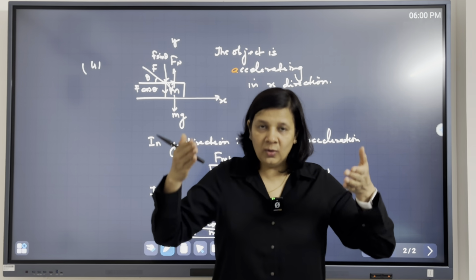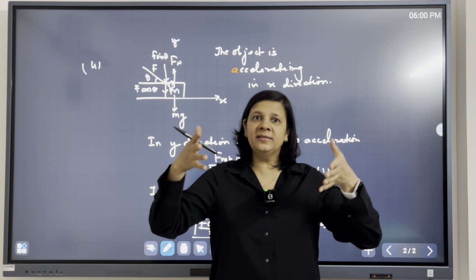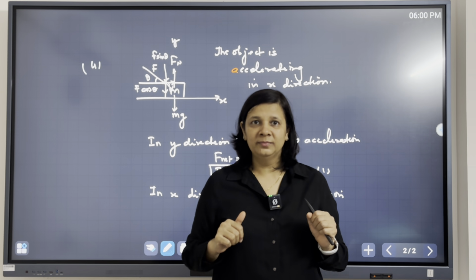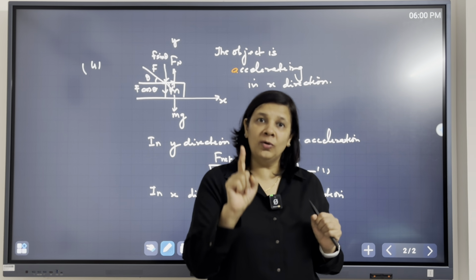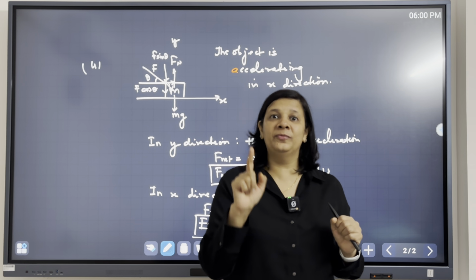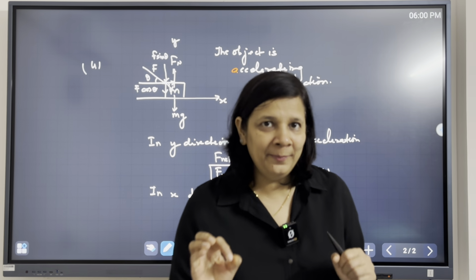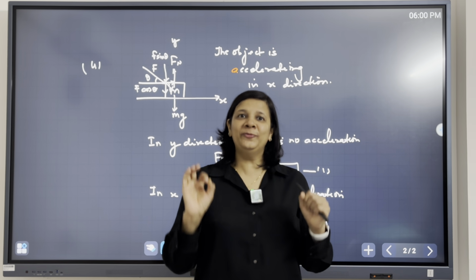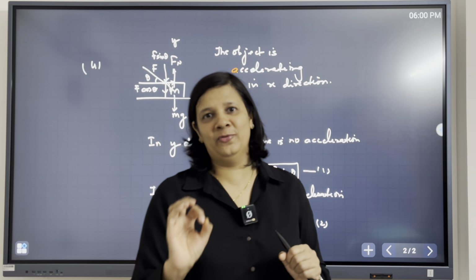So when you are standing on the weighing machine, you are exerting some force on the weighing machine, and the weighing machine is exerting force on you, right? And that is the normal force on you. That is what is the reading of the weighing machine. So basically, when you are calculating the reading of the weighing machine, you have to calculate the normal force.